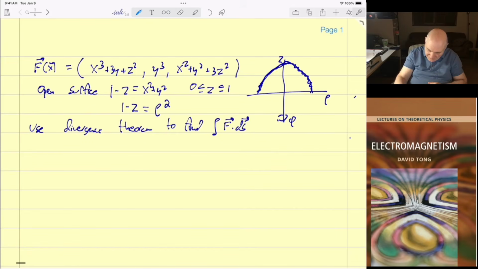So I'm going to add this plane, the part of the surface in this plane, which is not part of the original surface. I'm going to add that. Now we have a closed surface. Let's call this S. Let's call this S2.